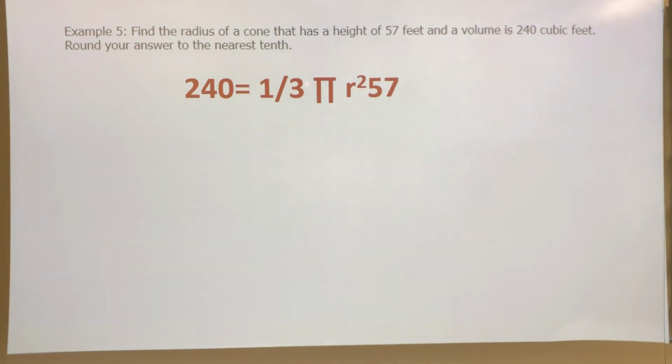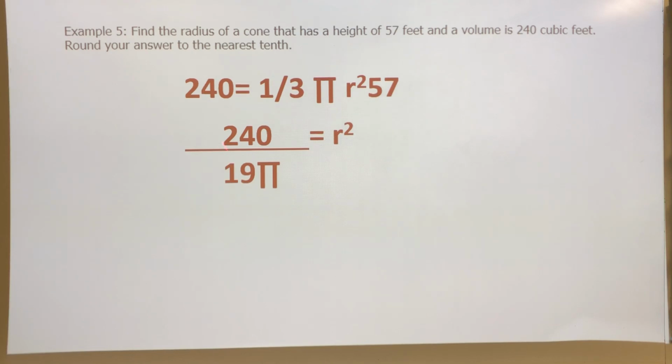So what we're going to do in this problem is everything on the right side that's not a variable, we're going to combine into a number. So in this case, 57 divided by 3 times pi, right? And then we're going to divide both sides by that. So 57 divided by 3 is 19, and that would be 19 pi. So we're going to divide both sides by 19 pi, and when we do, we get r squared by itself.